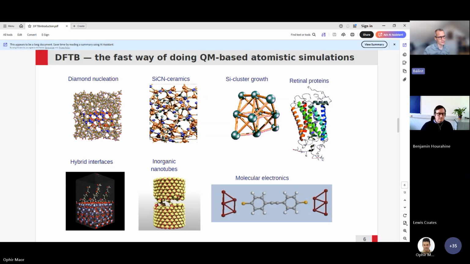Or with hybrid interfaces, several years ago there were projects where people tried to understand the behavior of gluing materials between layers on an atomistic level and suggest how the gluing properties can be improved. And even things like molecular electronics, where you are trying to replace conventional electronics with smaller devices, where your building blocks are small molecules between contacts. This is all possible to simulate with the DFTB method.